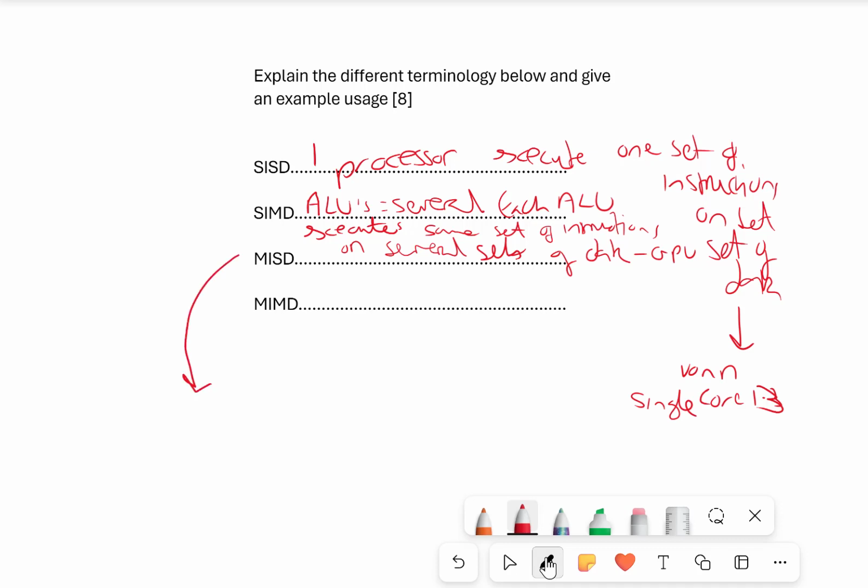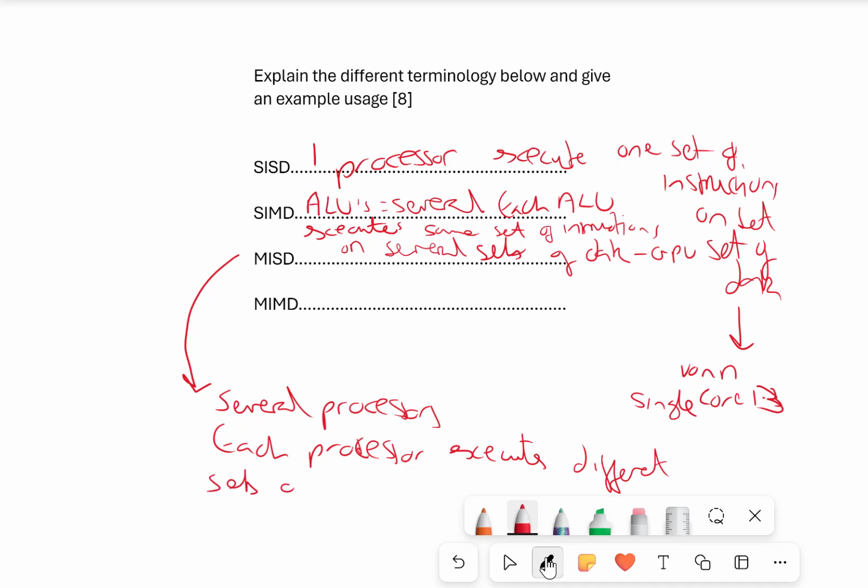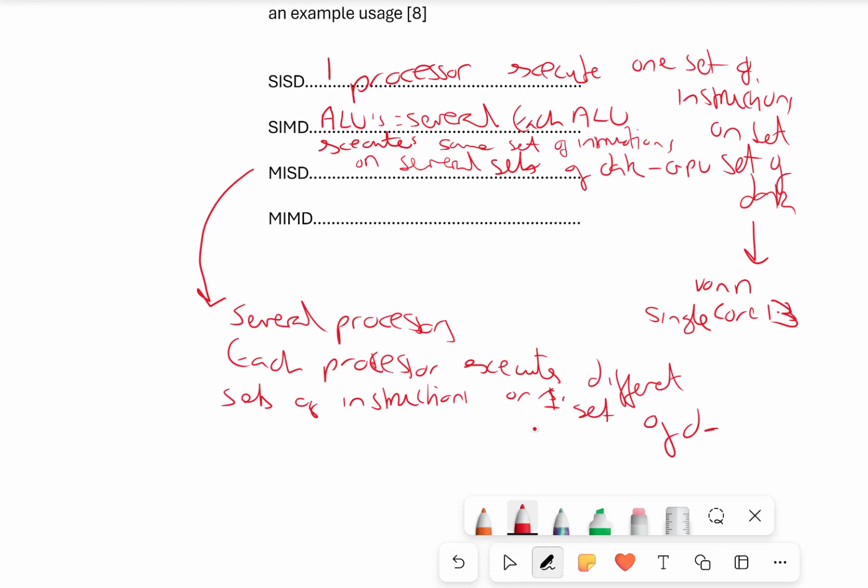MISD, which is going to be several processors. Each processor executes different sets of instructions on one set of data. Several processors, each processor executes different sets of instructions on the same set of data. So where is this used? Well, space shuttle flight for critical control systems. So you have the same set of instructions on the same input data multiple times, just to make sure, is it working? Check.